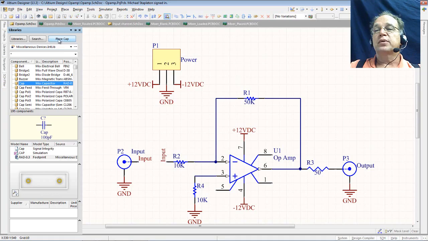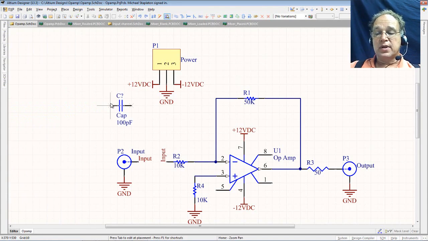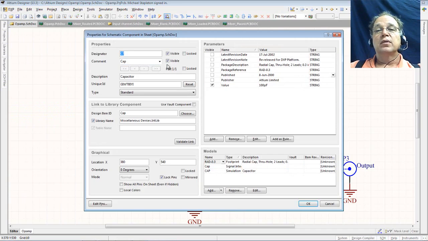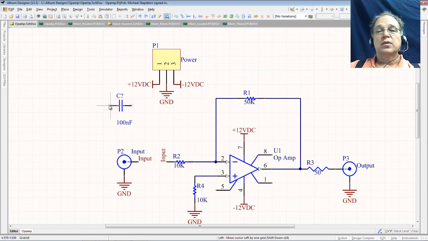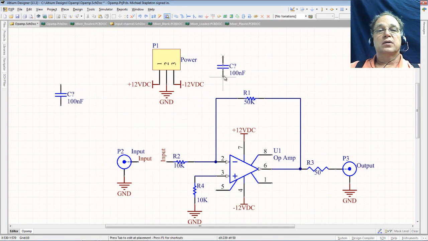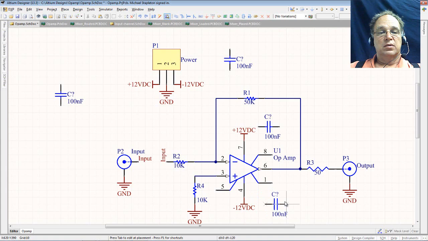I'm going to highlight the cap. I'm going to tell it place cap. Before I place the cap, my same old trick, I hit the tab button. I don't want to see where it says cap. And I don't want 100 picofarads. I want 100 nanofarads. Okay, so I'm going to place, let's see, I'll put one here and one up here. I will need one here, and I will need one down here. Right click to stop placing parts.